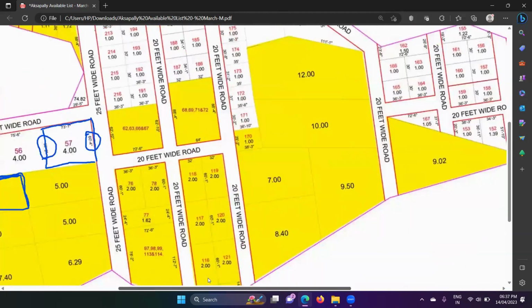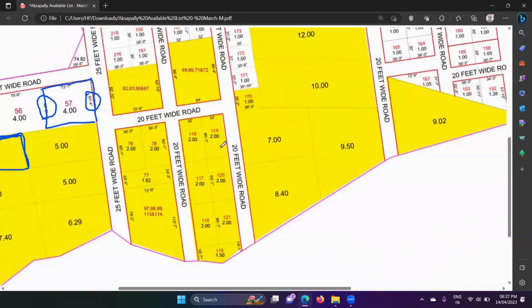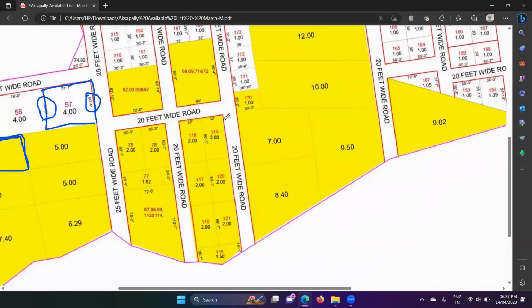Let us see one more property. Just for another example, plot number 119 and 118, these two properties are also good to go because they are with the proper and equal shapes and sizes.